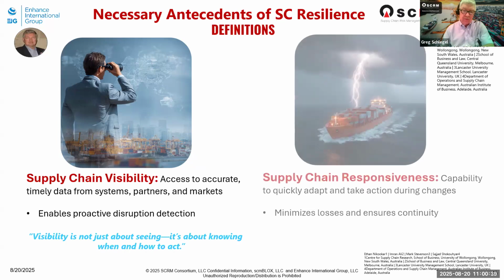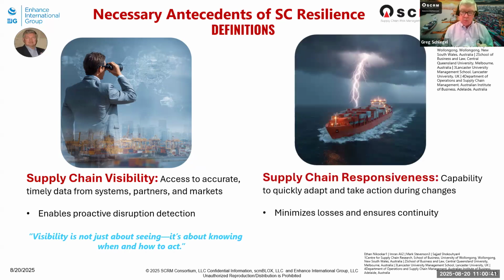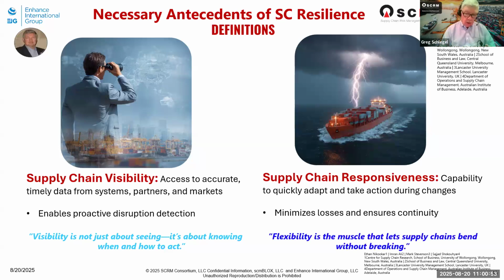Let's talk about another term. Responsiveness. What is that? Capability to quickly adapt and take action during changes. So it minimizes the losses and ensures business continuity. Flexibility is a muscle that lets the supply chain bend without breaking. So visibility, responsiveness. Let's keep going.